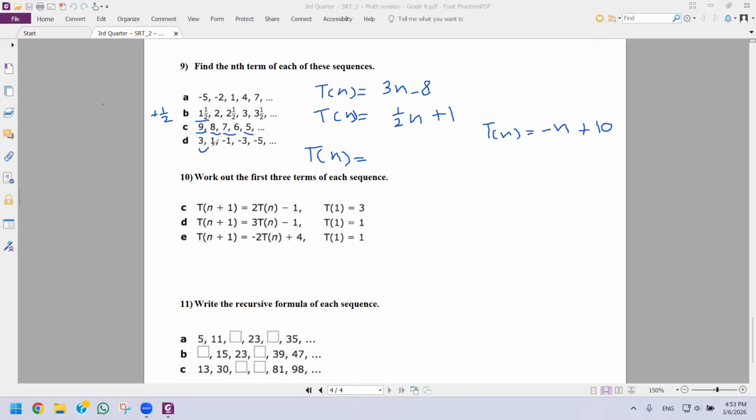3 minus 2, 1, minus 2, minus 1, minus 2. So each time is minus 2. So let me write minus 2n. Now, substitute n by 1 to check if the first term is correct. Minus 2 times 1 is minus 2. But here, what is it? It's a 3. How much do I need to add to minus 2 to make it 3? I need to add 5. So now it's correct. We got the nth term, or the equation, of each sequence.